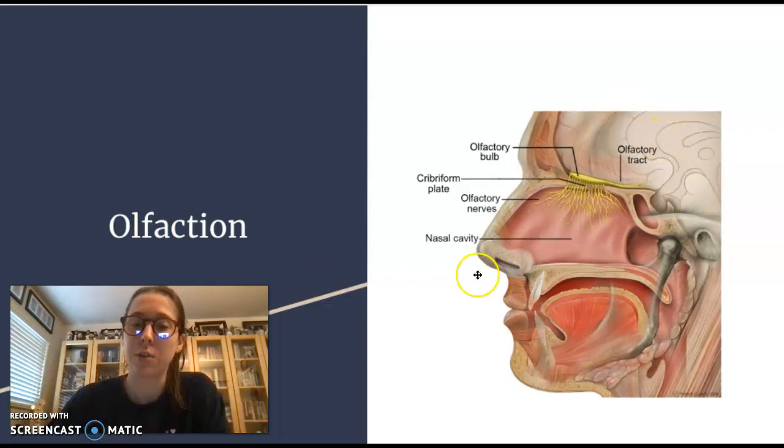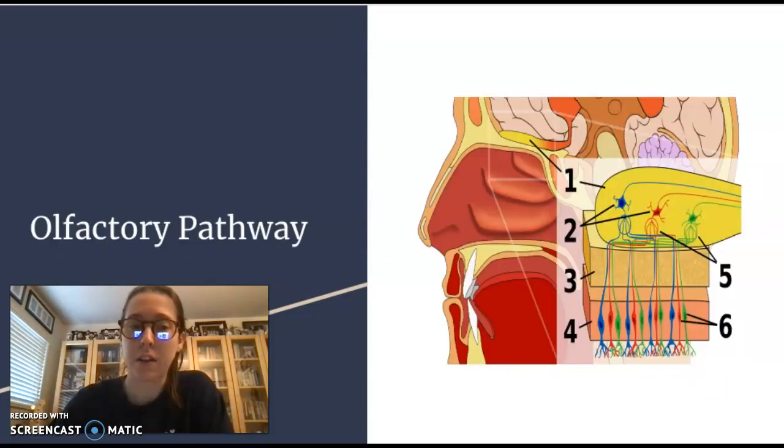This picture here shows a gross anatomy viewpoint of the nasal cavity and the system itself. The first step of smell would be the odorant molecules in the air entering the nasal cavity and dissolving on the inside of the nasal cavity, which is called the olfactory epithelium. It's very important that odorant molecules are dissolving. If they are not dissolved, they will not be able to be detected by the sensory neurons of the olfactory system.